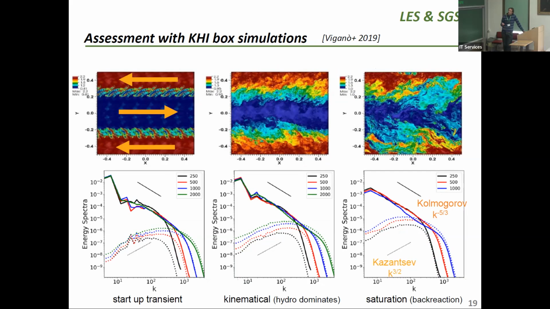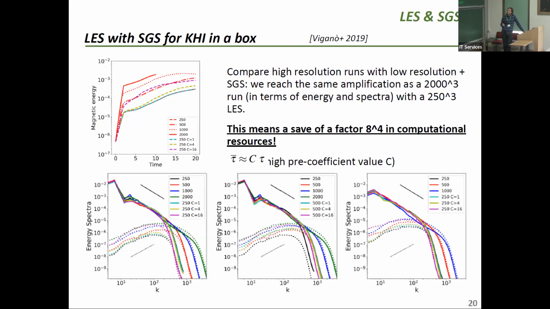Now, when we play the same game by adding all those terms that I showed you before, the subgrid scale modeling term, these are the results. These are the same spectra as before, but now we are including three cases in which we played with the pre-coefficient of the terms of the induction subgrid scale term, and compare the purple one, that is with just 1/8 of the resolution of the green one. That means that in terms of computational resources it is 8⁴ cheaper than the super high resolution one. And you get basically a magnetic spectrum which is really similar.